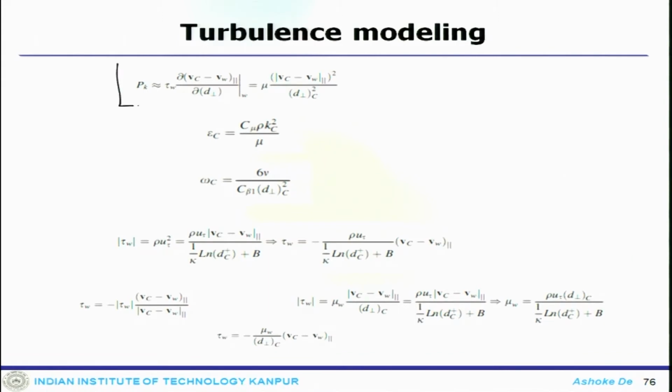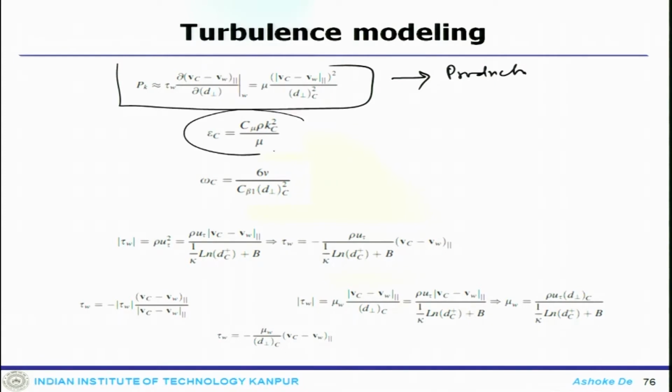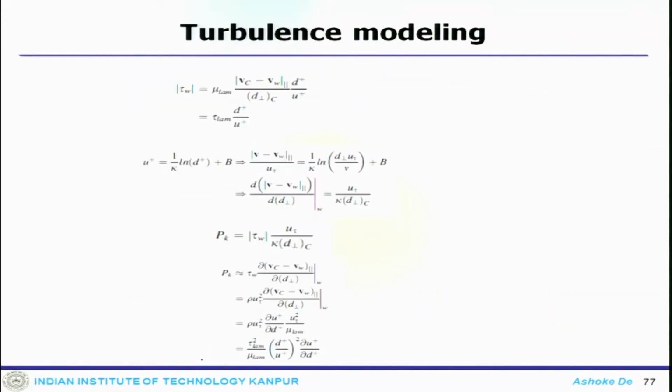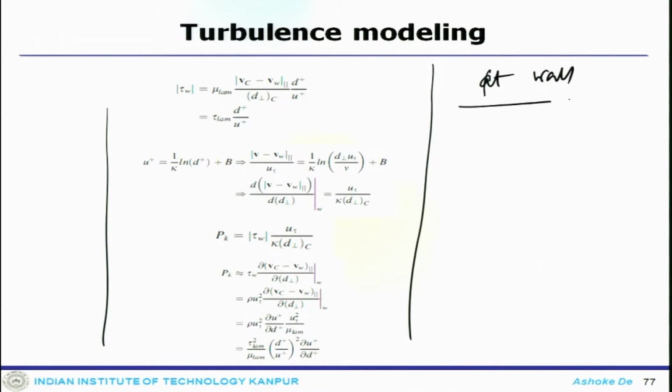Similarly, this is the turbulence production term, and this is the dissipation term, which can be estimated at that cell, and this is the turbulent frequency term, and one can estimate the wall shear stress also. So, once you estimate all these, these are the calculations, and one can get all these quantities at the wall.